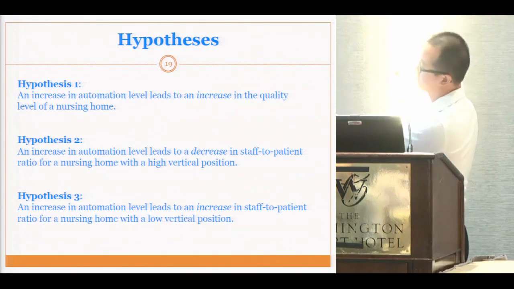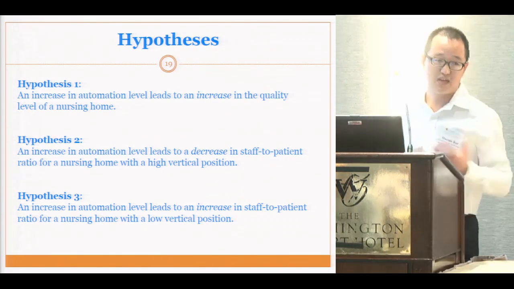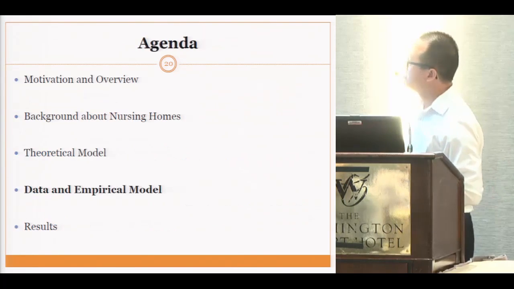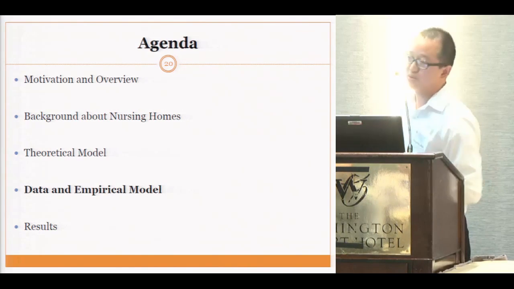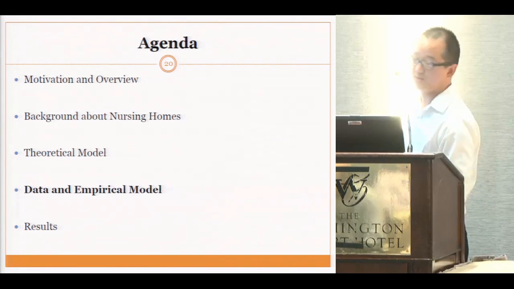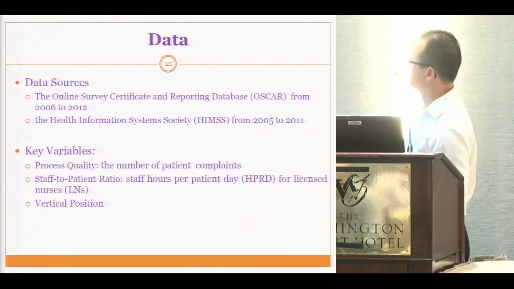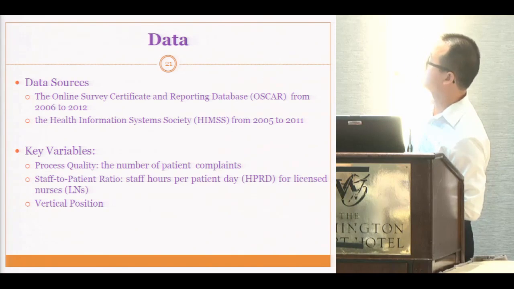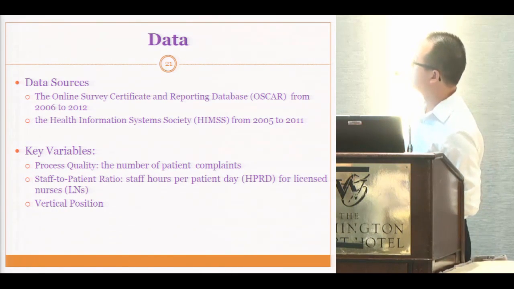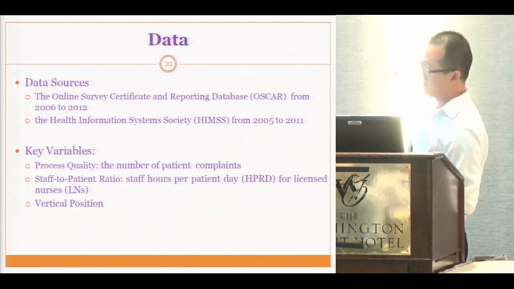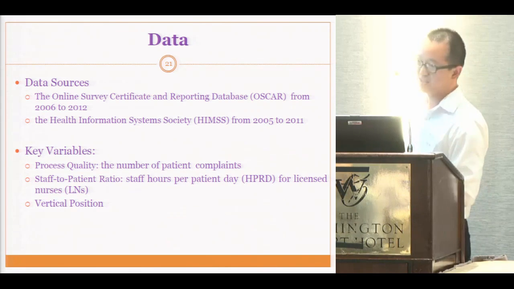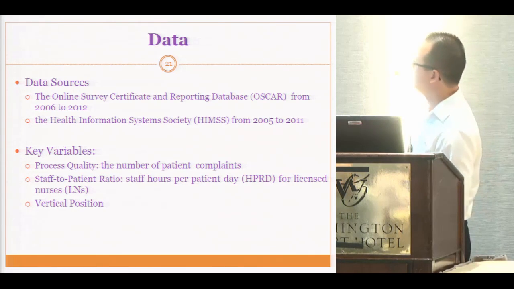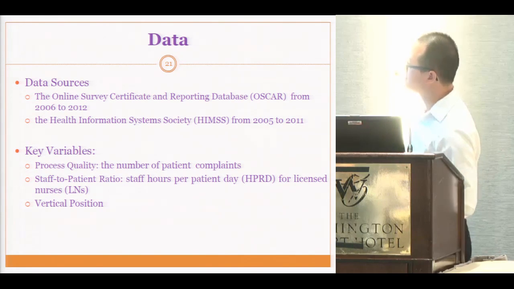And we basically translate this into English to get the three hypotheses. And now we want to find empirical evidence for these three hypotheses. Our data mainly comes from two sources. One, the OSCAR data, which gives us information about nursing homes. And my co-author actually hand-collected a lot of the data from there, so a lot of work. And we also get the health IT adoption data from HIMSS.